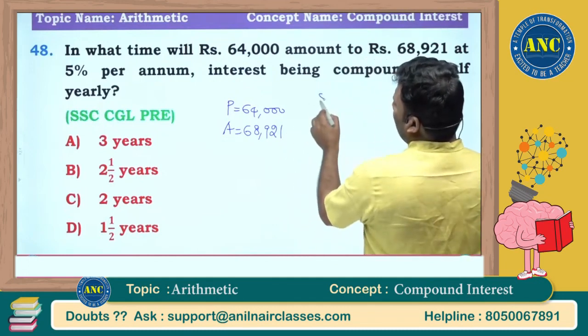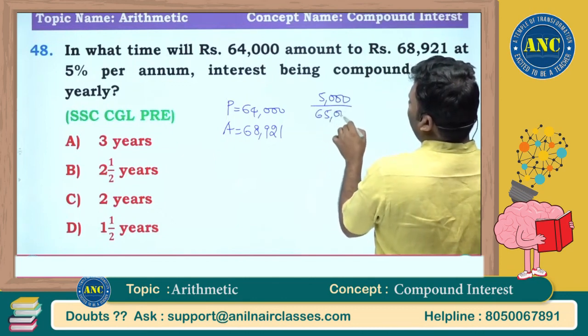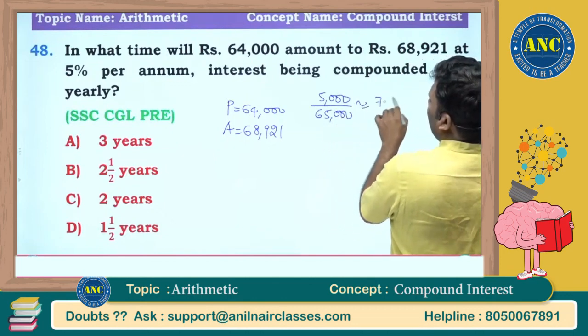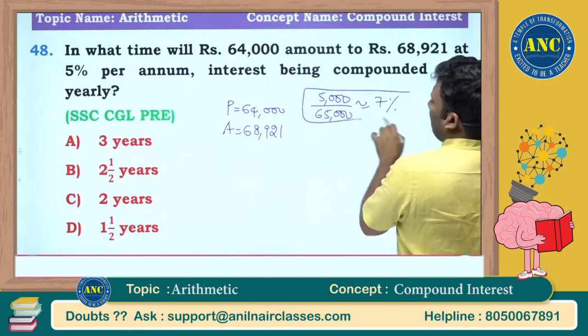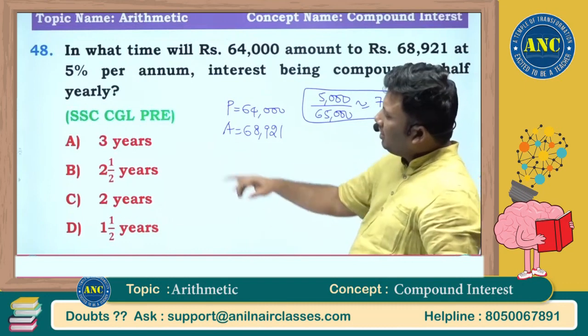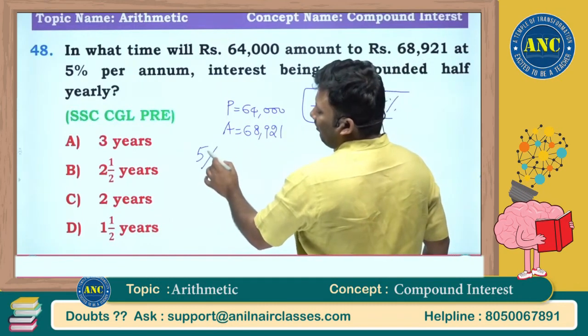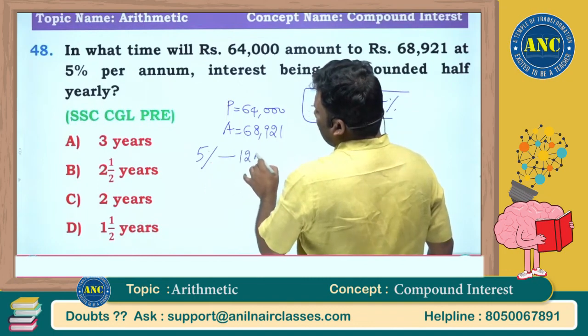68,921. Close to about 5,000 difference. On 65,000, if I take 7%, the answer will be close. Approximate value, I am taking 7%. 5% per annum is given. Annum is 12 months.